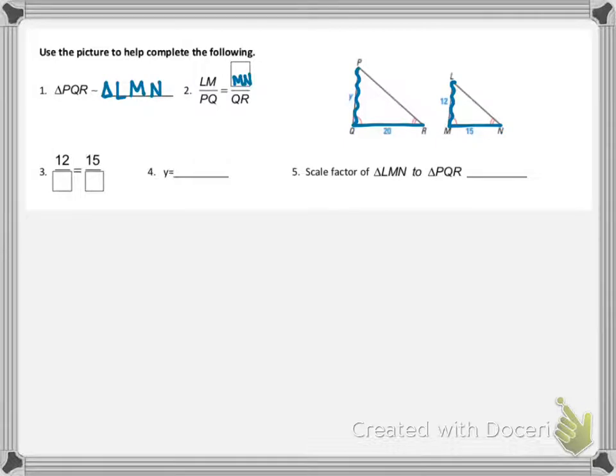You just go same Z's with same Z's. It's the best thing to try to do. Now, with this model, we're going to go down here. We know that LM is 12. PQ is Y. We knew that MN was 15 and QR is 20.